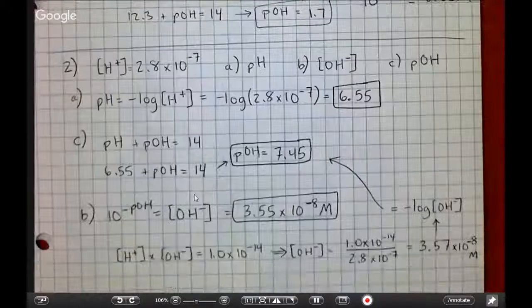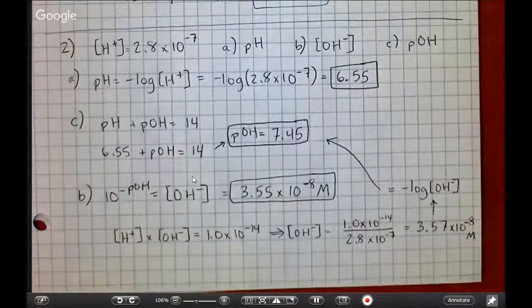All right, then here is number 2. They gave you a proton concentration of 2.8 times 10 to the minus 7, and you were asked to find pH, hydroxide concentration, and the pOH.